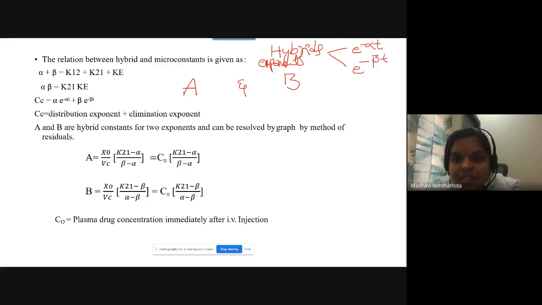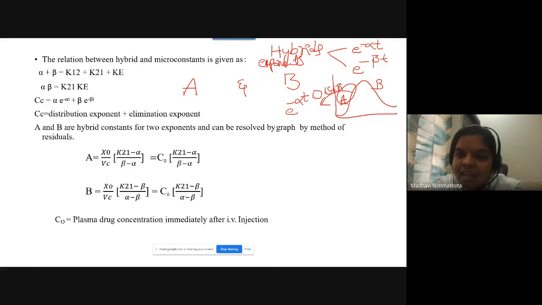Here, for the first exponential form, e to the power of minus alpha t, the hybrid constant is capital A. For e to the power of minus beta t, the hybrid constant is capital B. So what do we mean by capital A and capital B? Capital A is where we get the distribution, disposition process 1, that represents e to the power of minus alpha t. Simple thing. In capital B, we are considering the terminal elimination part of this graph. So capital B represents the e to the power of minus beta t exponential form.